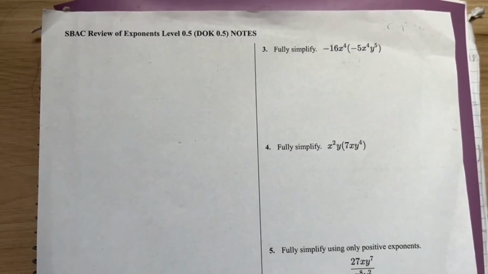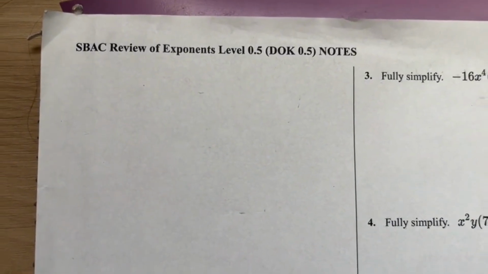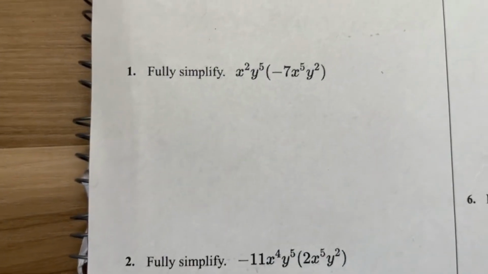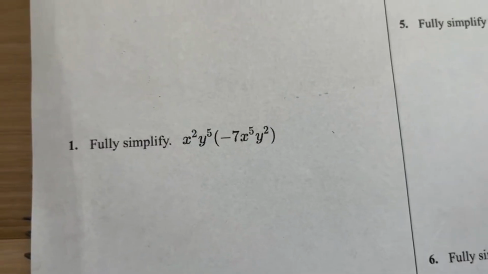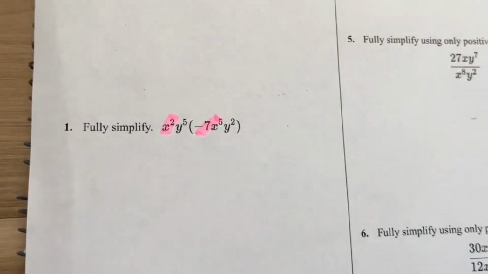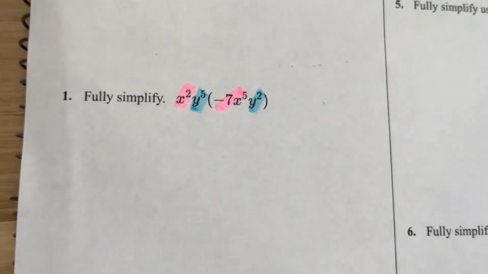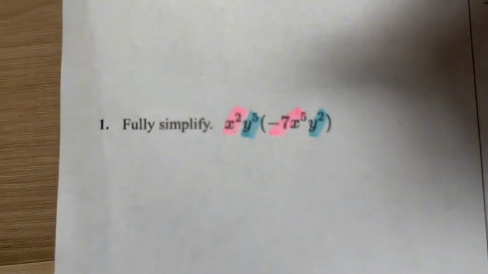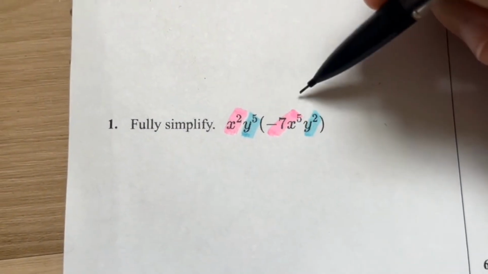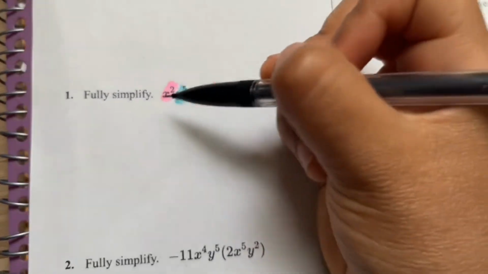I am back, and today we're doing a spec review: exponents over 0.5. Here's the first problem. First, we should highlight the x's and then the y's. You can see with the parentheses right here, we're going to multiply but add the little exponents. Of course, the x has a 1.